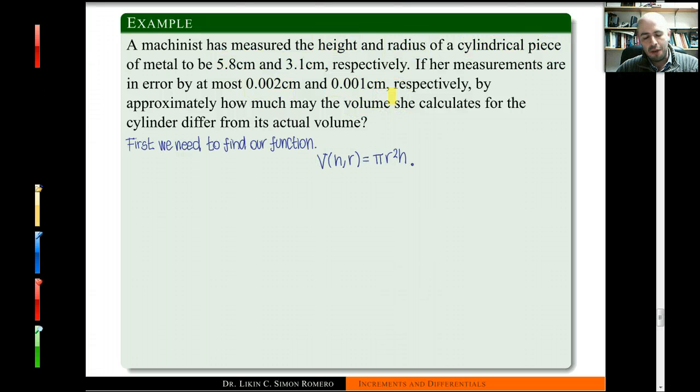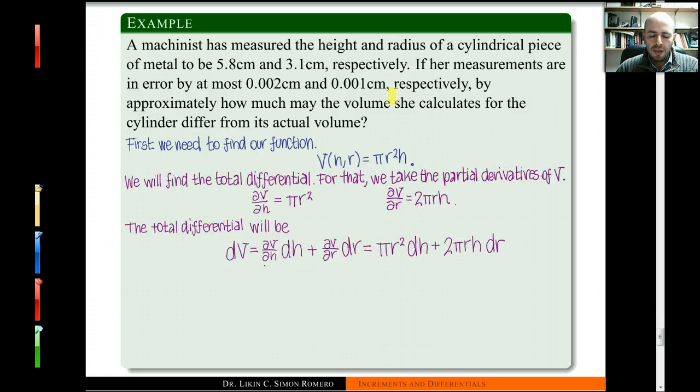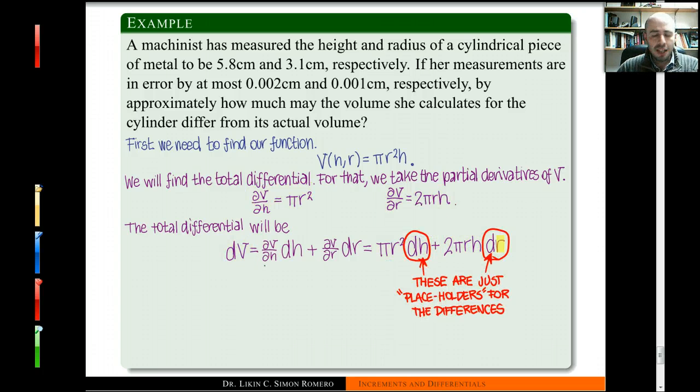First, our function is just the formula for the volume. Now we're going to find the total differential. I want to do that just to show you how the total differential is going to look. For that, we take the partial derivatives with respect to h and with respect to r. The total differential is just going to be dV equal to the partial with respect to h times dh, plus the other partial times dr. dh and dr are just placeholders for the differences, the difference in h and the difference in r.